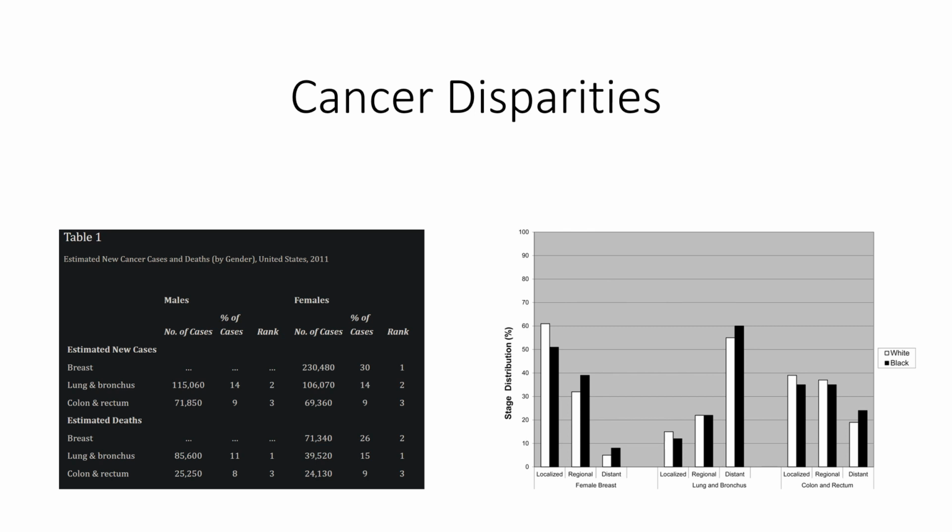Now moving on to the right side, which is comparing the races of white and black. We have our comparison of localized, regional, and distant. Localized is the early stage of cancer and is easily treatable compared to distant. You want it to be treated in the localized area as a higher progression of survivability occurs within this area. And this involves the three comparison cancer groups: female breast cancer, lung and bronchus cancer, and colon and rectum cancers.